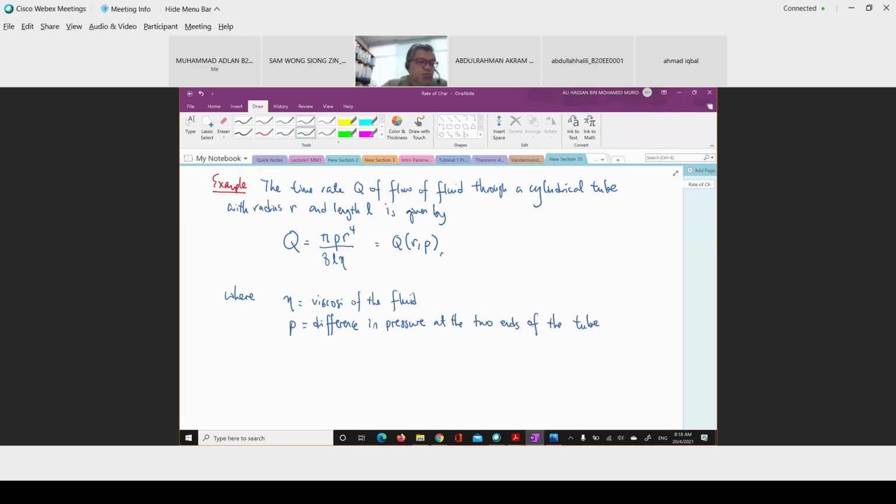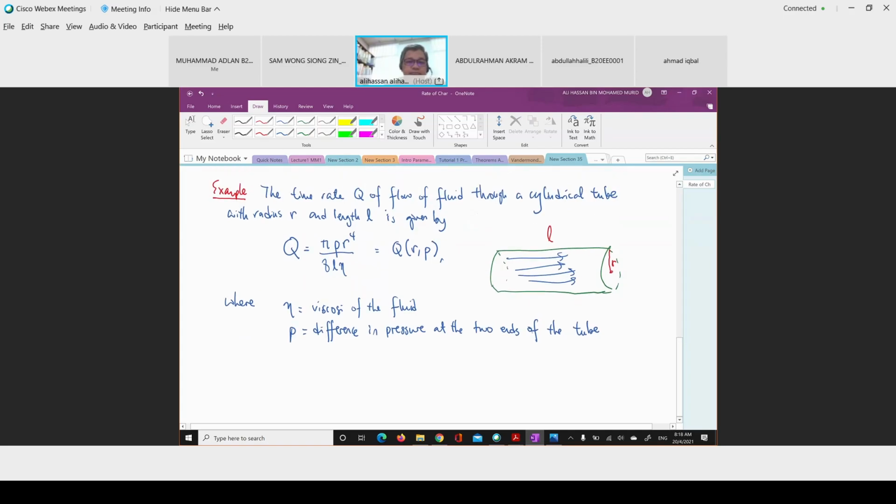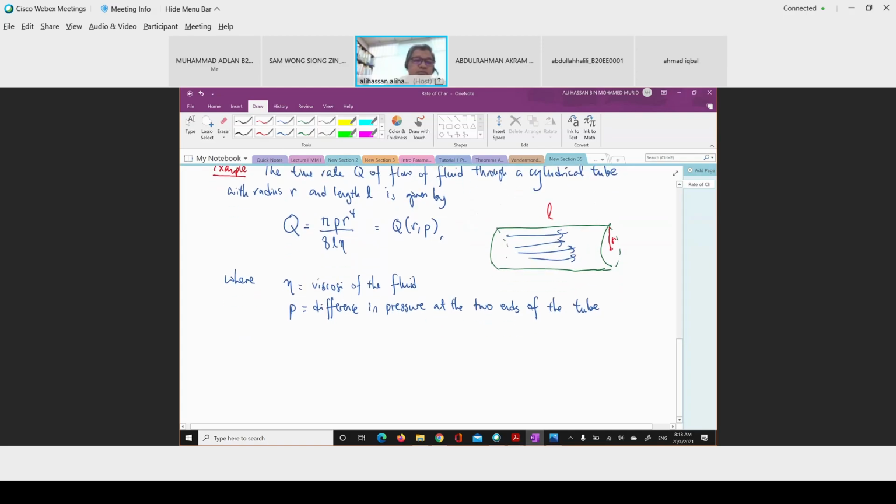Okay, so for example, we have a cylinder here, like a windpipe. So water is flowing, right? Water is flowing. So it has a length L, and also some radius R here. So this is related to fluid mechanics.